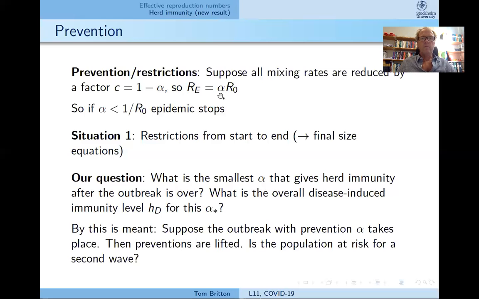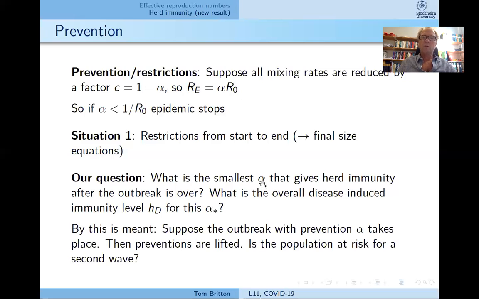On the other hand, if alpha is very small, maybe if it's small enough, the effective reproduction number will actually be below 1. So then there will not be an outbreak when restrictions are put in place. And if you then lift restrictions, there is clearly a chance for an outbreak taking place.